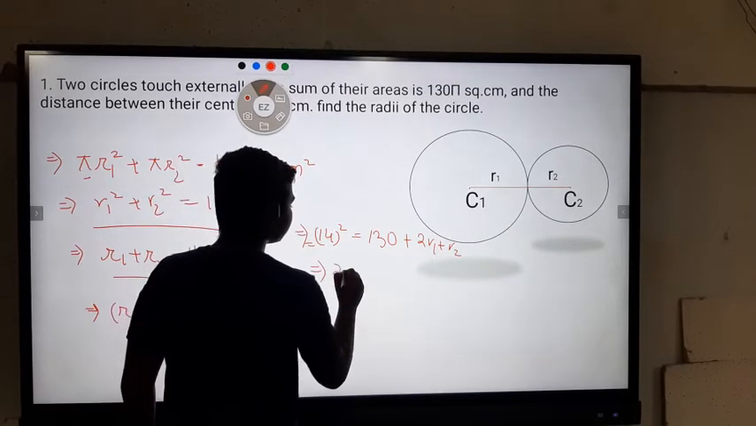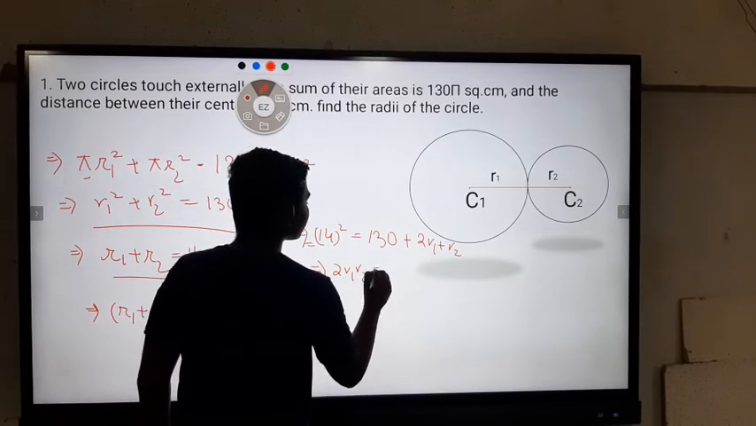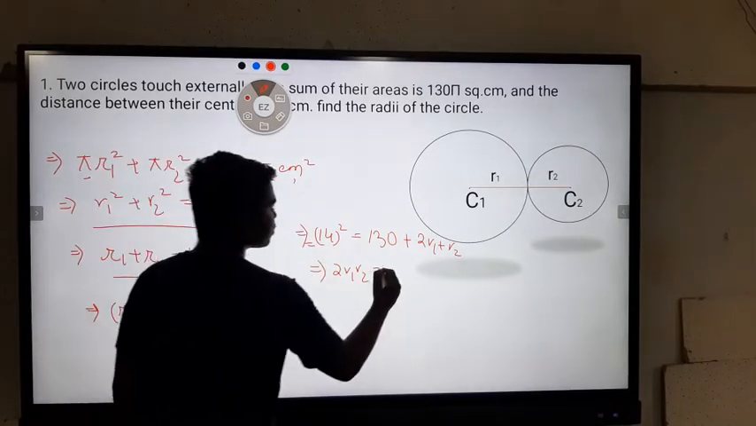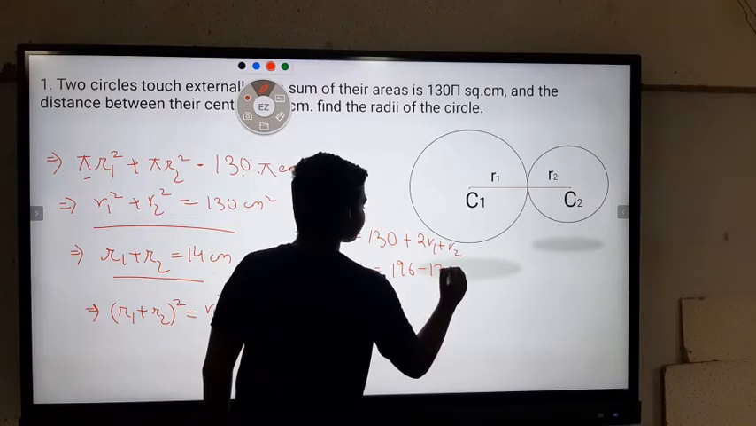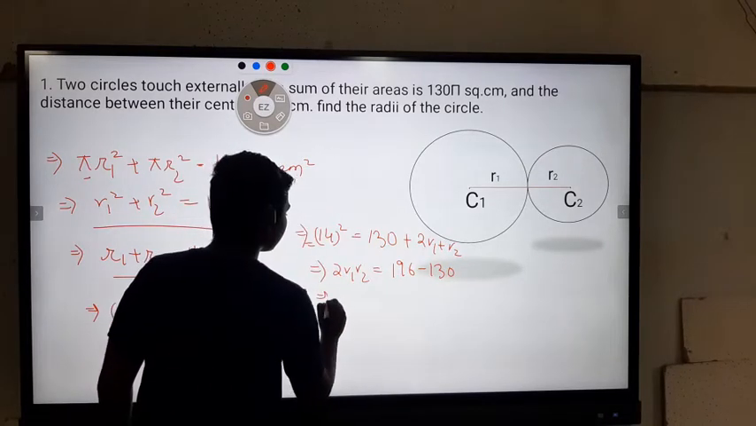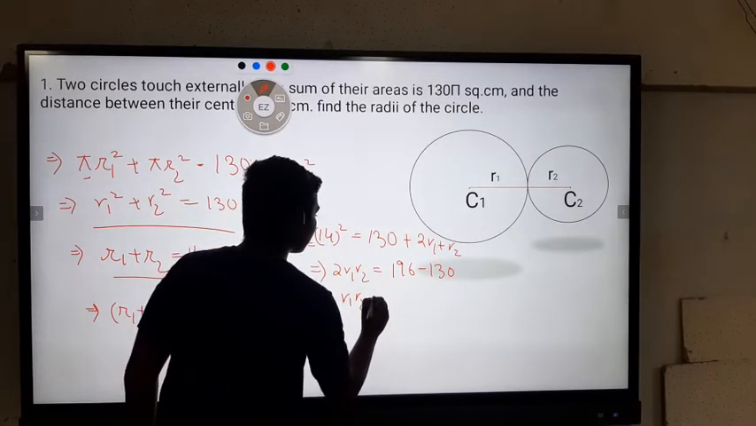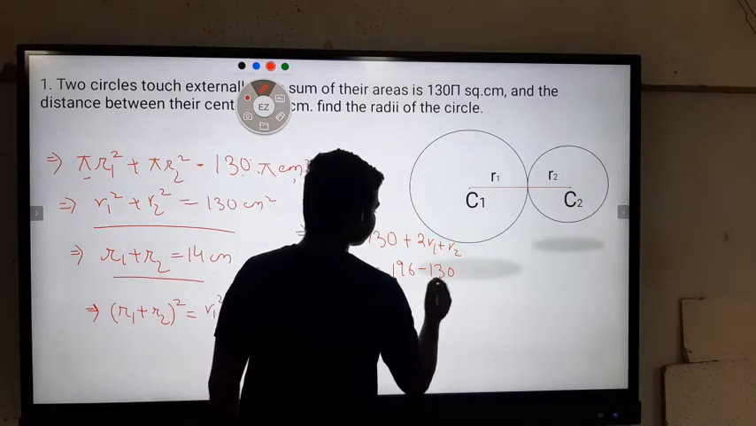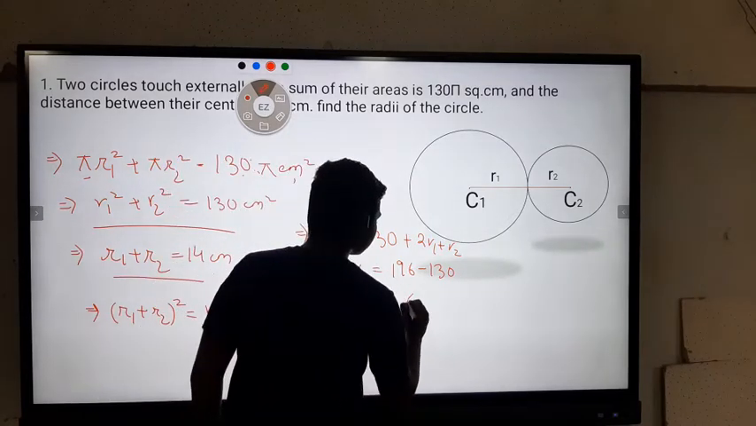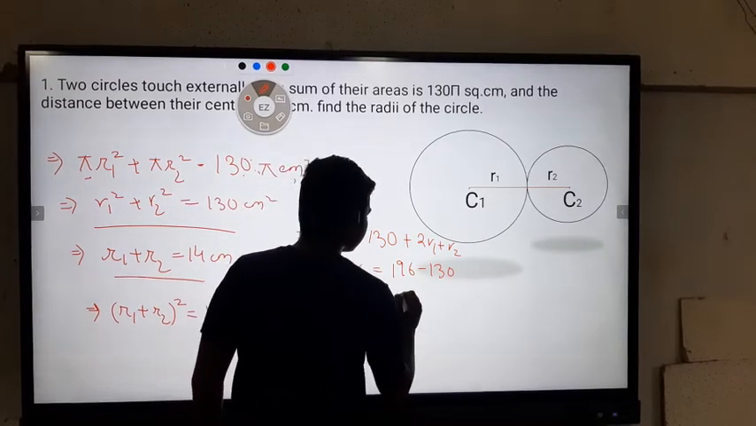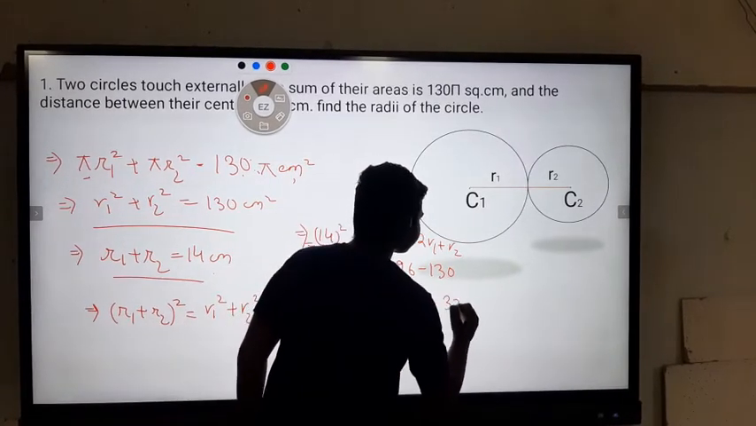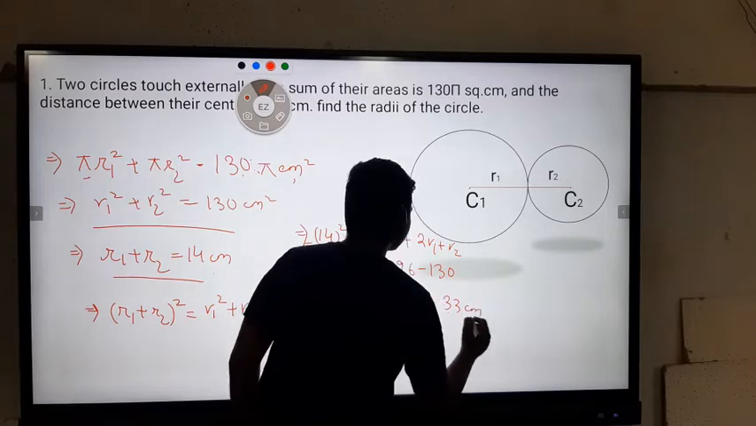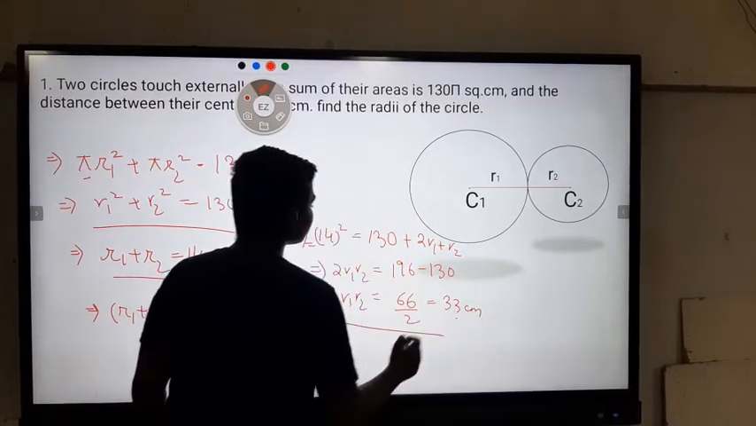Then it will come 2 R1 R2 equals 14 square, which is 196, minus 130. If we subtract both, we will get 66 divided by 2, so it will come 33. So we got that R1 R2 equals 33 cm.